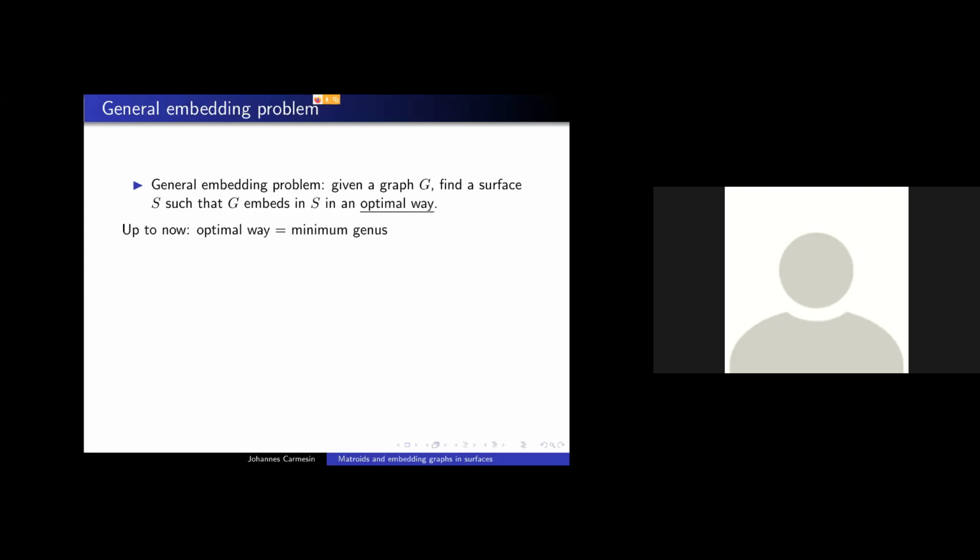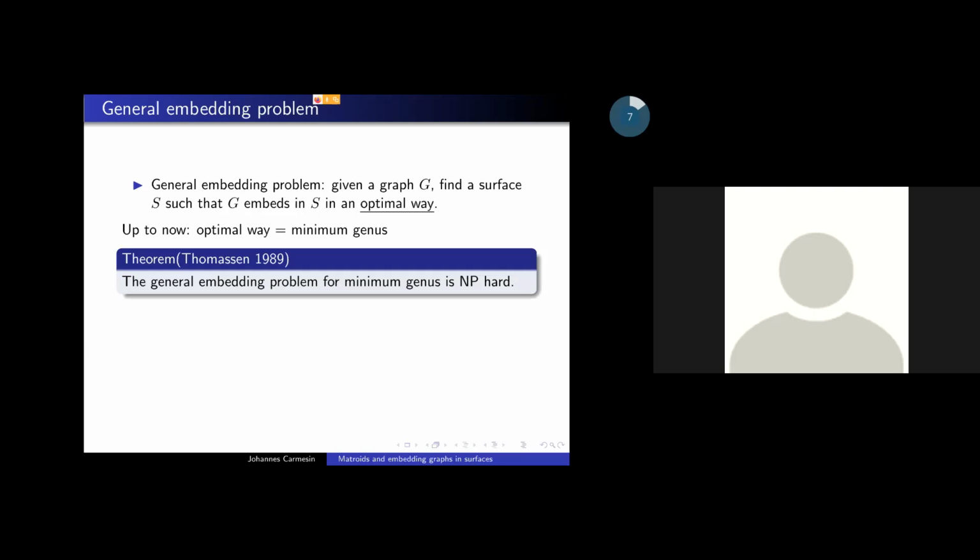Up to now, people have mostly thought of optimal as meaning minimal genus. So what is this? By the classification theorem of surfaces, every surface can be built from the two-dimensional sphere by adding a finite set of handles and by adding at most one Möbius strip. The genus of a surface is twice the number of handles you need to add, plus one if you needed a Möbius strip. This is a quantity that in some sense measures the complexity of the surface. And what people are interested in is embedding graphs into surfaces of minimum genus.